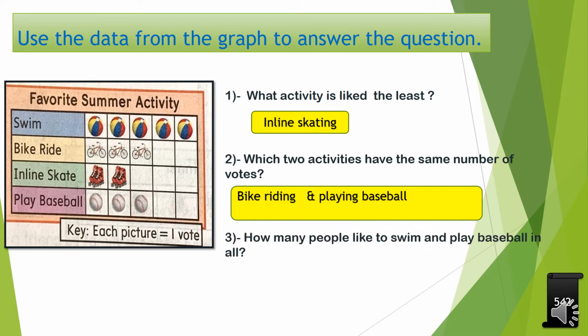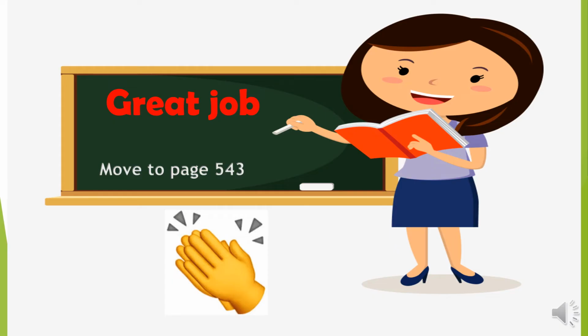Question number 3. How many people like to swim and play baseball in all? So how many here? You need to write the number of people who like to swim and play baseball. How many people like to swim here? 5. And how many people like to play baseball? 3. So here you need to add 5 plus 3, then write the total number. Great job. Now let's move to page 543.